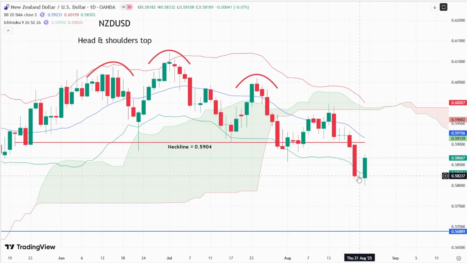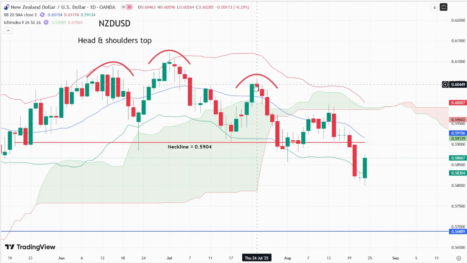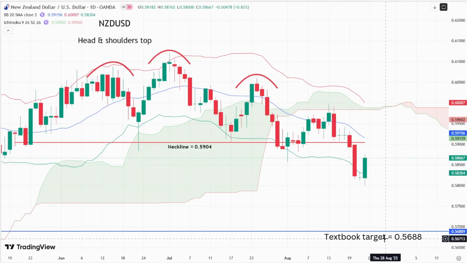However, if you see over here, price action overextended below the lower Bollinger, so the next move is expected to be higher first, and yesterday's move, Friday, is likely going to be the first of potentially 3 days upward move as a correction before resuming the downside. The textbook target of this head and shoulders top remains unchanged at 0.5688.